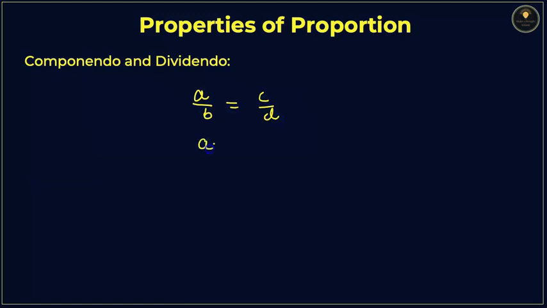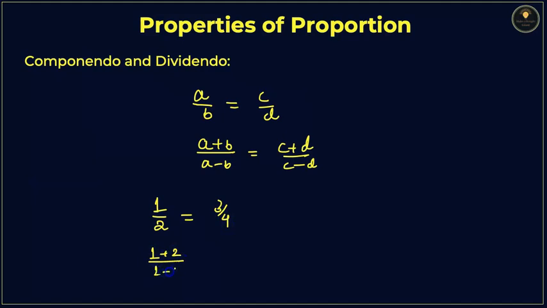So in componendo and dividendo, we will do alternate addition and alternate subtraction. Same thing that we will do here, and you will get c+d and c-d. So if I'm writing one example, that is given as 1/2 = 3/4, we will write the value as (1+2)/(1-2) = (3+4)/(3-4).